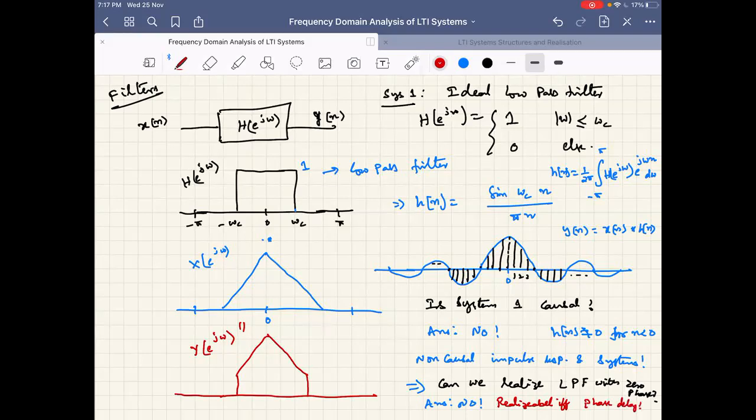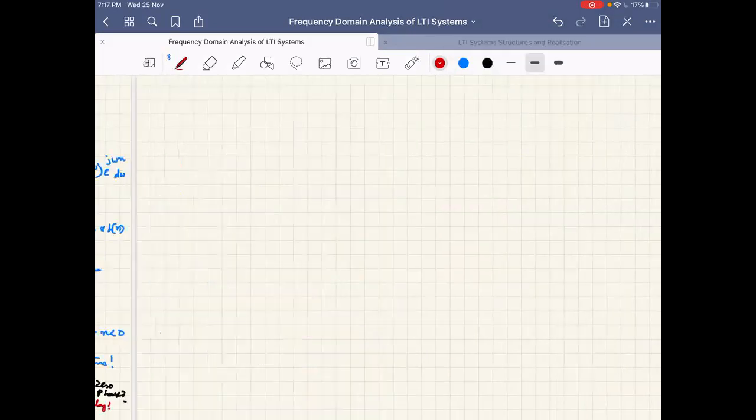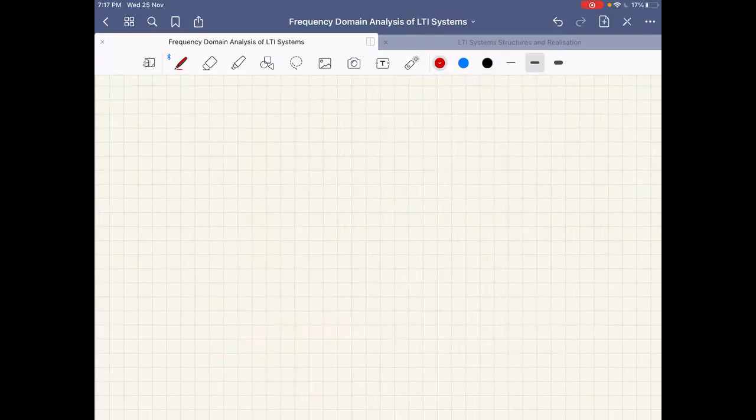Okay, if we introduce some phase delay, we will be able to realize it. So now let us discuss how to introduce the phase delay. Assume a time domain system which does delay.